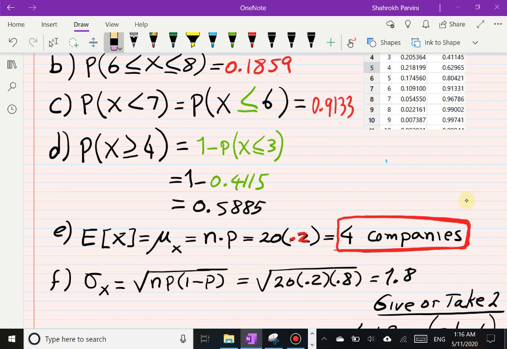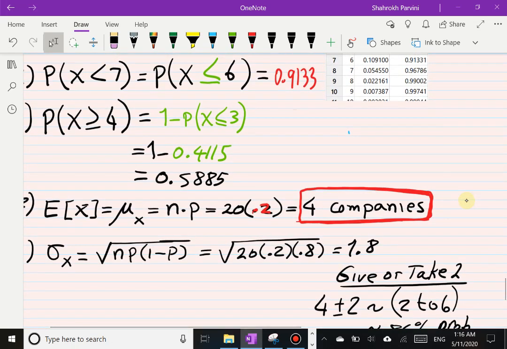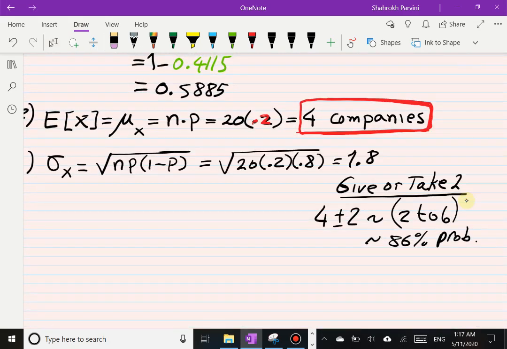Now the standard deviation I calculated, that gives me 1.8. How do I interpret that? Well, I'm rounding it to about 2. So that means give or take 2. And with that give or take 2, that means anywhere from 2 to 6, right? Because I cannot have 1.8 of a company missing. So I'm going to go anywhere between 2 to 6 companies going to miss. And actually, here I got a probability in here. So that's going to be 2 plus minus. That's going to be 2 to 6, I said.